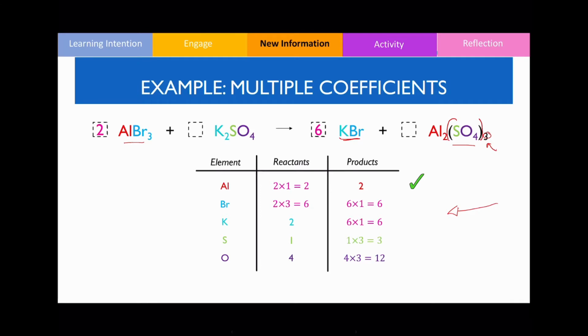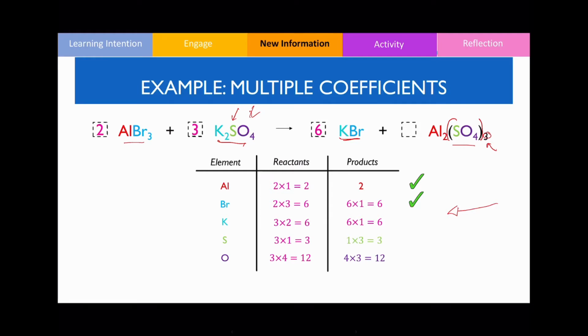So now I'll balance the number of potassiums on my left-hand side, on my reactant. So therefore, I'm going to add a 3 in front of this particular compound over here, which is potassium sulfate. And by adding a 3 in front of here, this will therefore balance the number of potassiums, but it'll also change the number of sulfur atoms as well as oxygen atoms. So now there is 3 sulfur atoms, and there's also now 12 oxygen atoms.